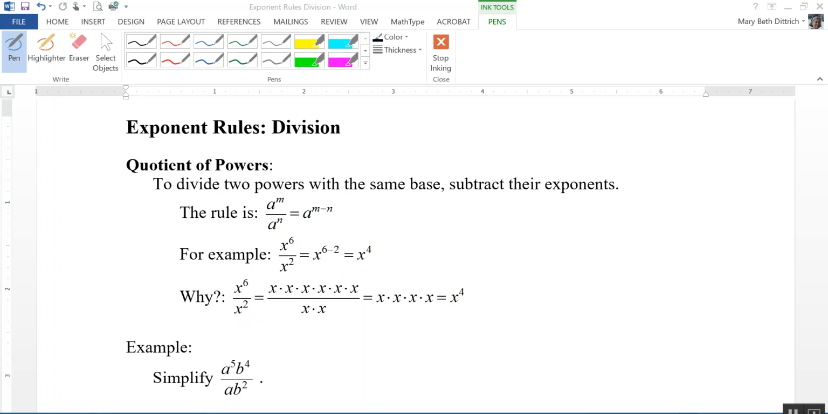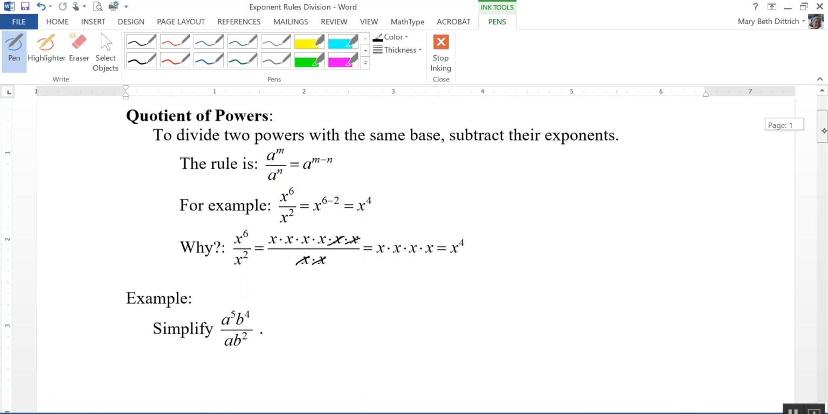So why is this true? Well, if we have x to the sixth power divided by x squared, we have x times x times x times x times x times x, 6 x's, divided by 2 x's. And what happens is these x's cancel out, and we're left with x times x times x times x, or x to the fourth.